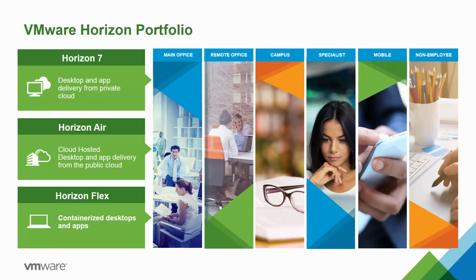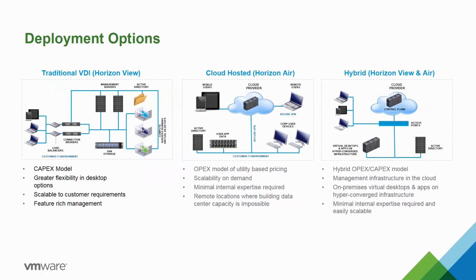Because of this shift in how employees are working, VMware has responded with numerous offerings in the Horizon portfolio. First we have Horizon 7, which is what we're going to spend most of this session talking about. Then we have Horizon Air, which is our cloud-hosted virtual desktops and application delivery offering. And finally, we have Horizon Flex, which offers a containerized virtual desktop and apps. We're not going to really cover Flex today, but this is an overview of some of the Horizon portfolio that we have today.